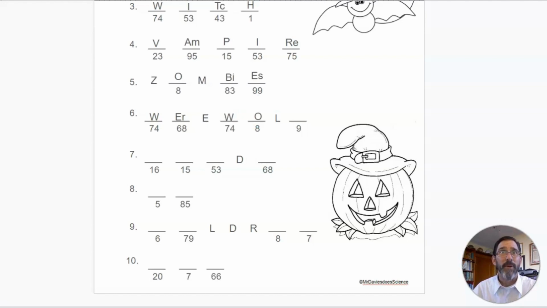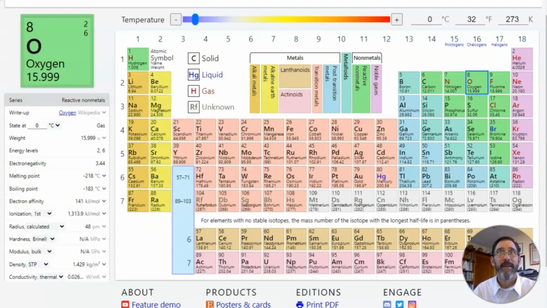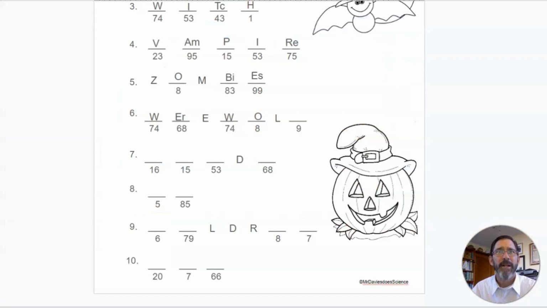Last atomic number for this word, number 9. And right next to oxygen, we have number 9. That would be fluorine. Atomic symbol, capital letter F for fluorine. Above number 9, write in a capital letter F, and you have created the next word for the front of your worksheet. That word would be werewolf.